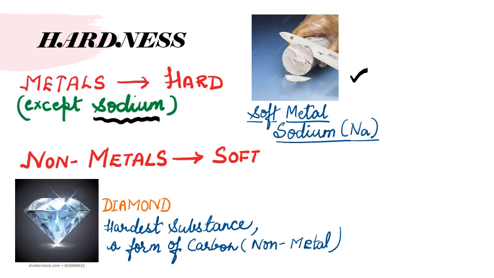If we talk about non-metals, non-metals are generally soft. But do you know the hardest substance found in nature? It is diamond. And diamond is a form of carbon, and carbon is a non-metal. So there is always an exception. In the case of metals, the exception is sodium, which is soft, while in the case of non-metals, diamond is an exception, which is a form of carbon, and carbon is a non-metal.